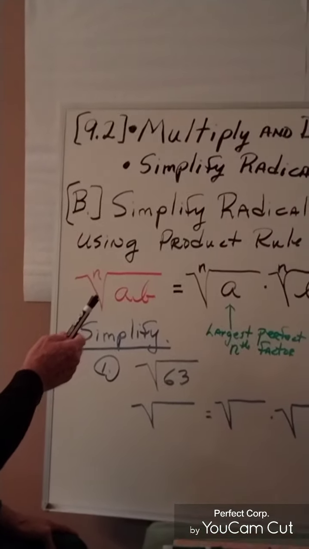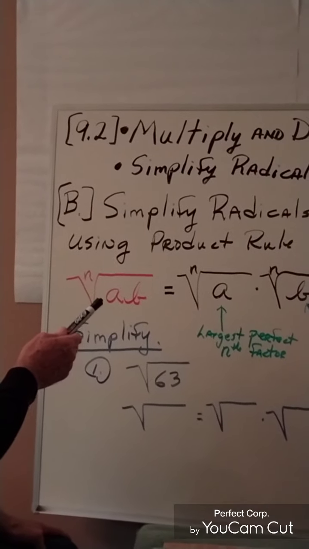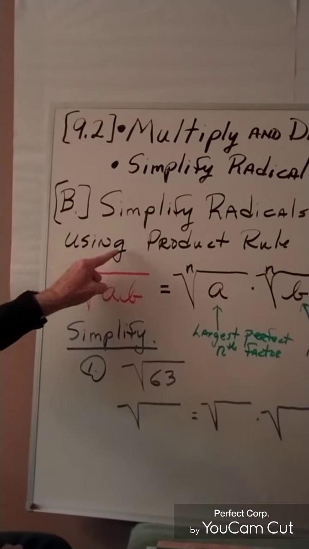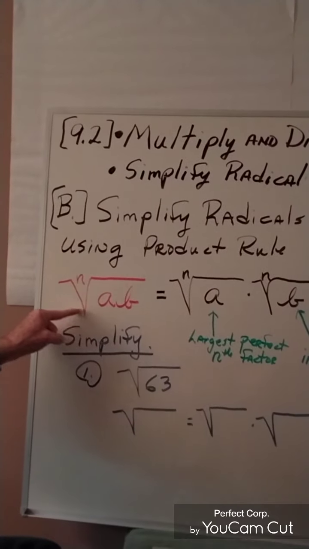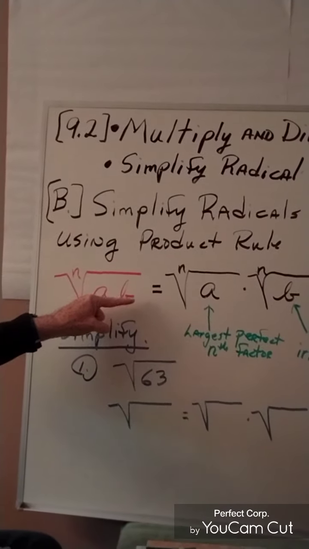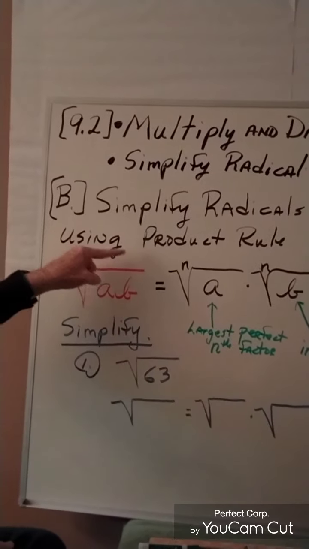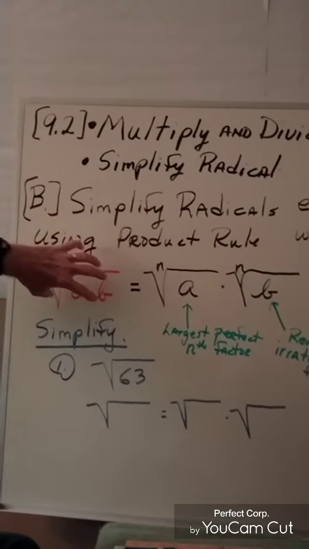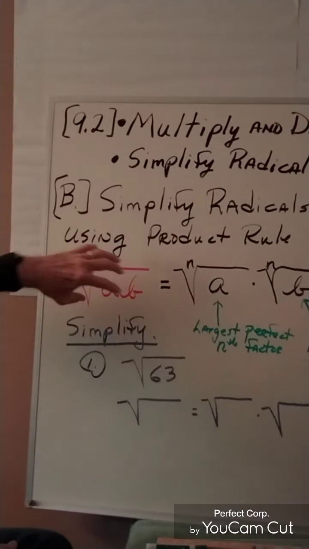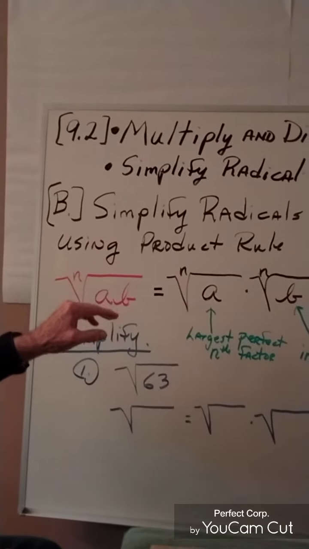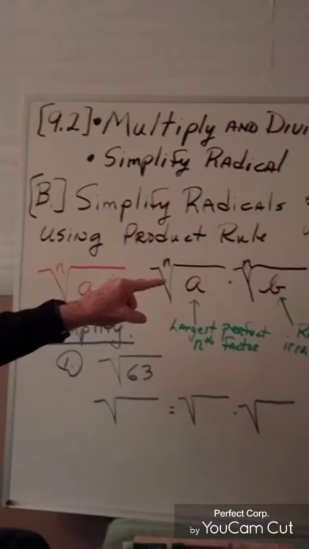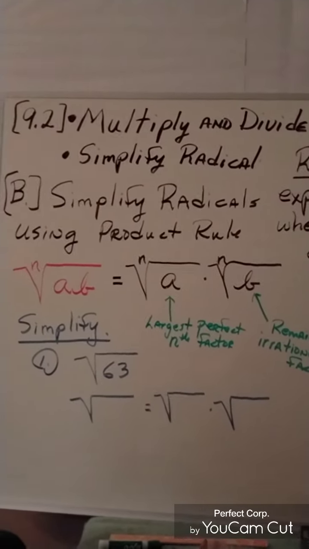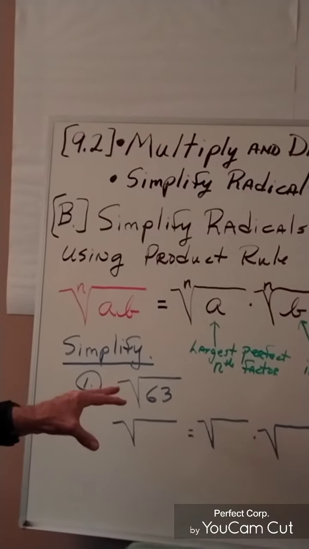When we use the product rule of radicals to simplify, this is going to be the key structure that we're going to have to get to start off with. We're going to have to form this side first. And once we get this side, then we'll break it down into the other side. And you will see as we go through and do it.